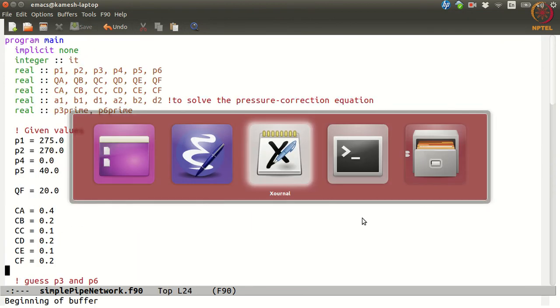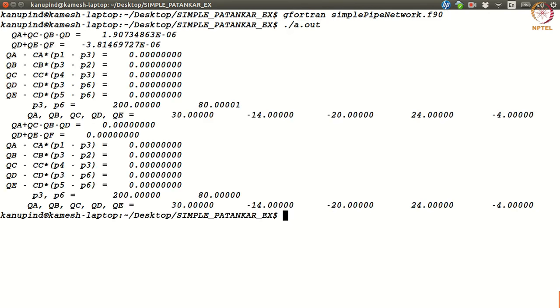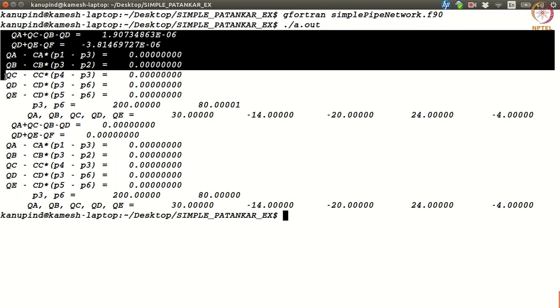So let us try to run this. This is simple pipe network. So gfortran simple pipe network, then ./data. Okay. So what do we see here? We see that in just one iteration, everything got converged, right? Because it satisfies continuity after the corrections. This is basically the continuity values. Both are of the order of 10 to the minus 6, and the momentum residual is also satisfied. So that means everything is satisfied after one iteration, right?